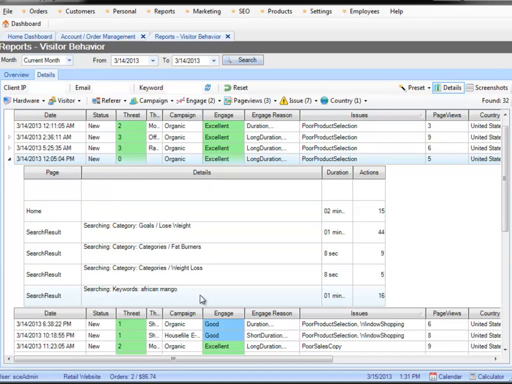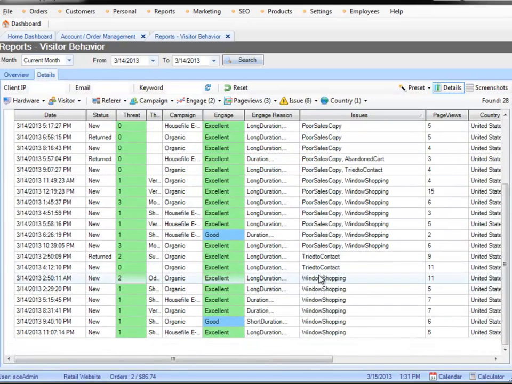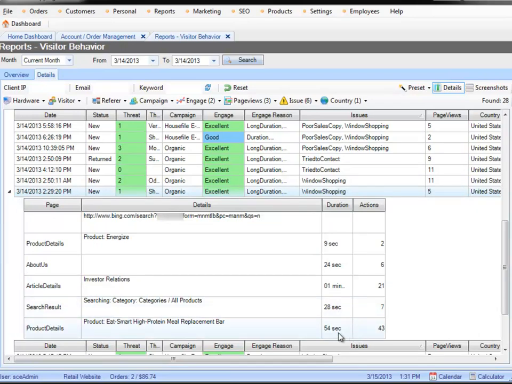You know, somebody's typed in African mango, he doesn't have it on his site. It's another product and he's going to now add it to his catalog. Next problem is window shopping. Why are people window shopping? Window shopping is usually when they're browsing through the website really, really fast. It's not a real customer. If you're spending under a minute, you're not really analyzing it.